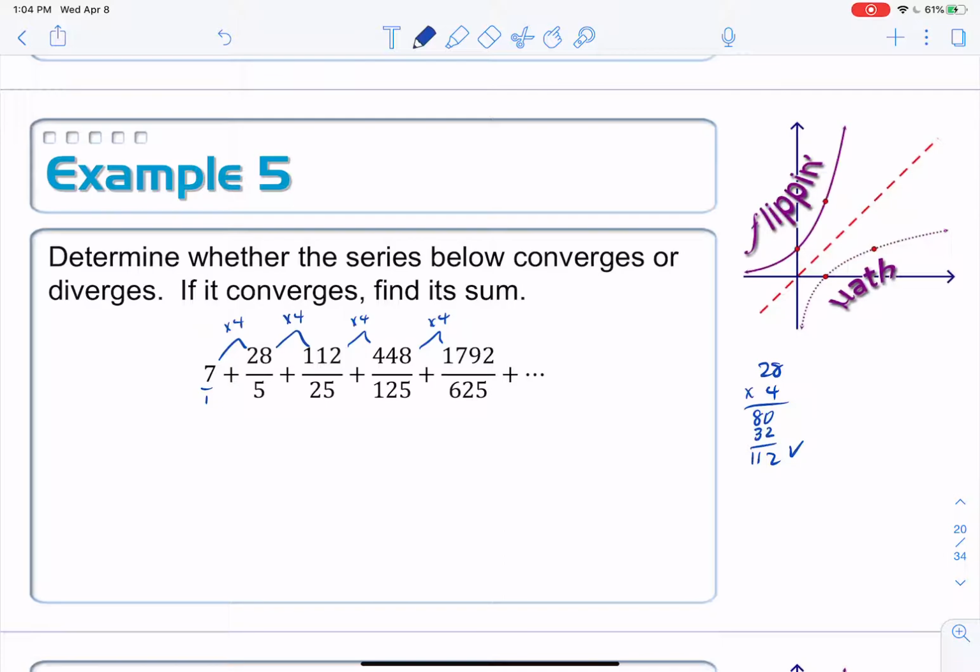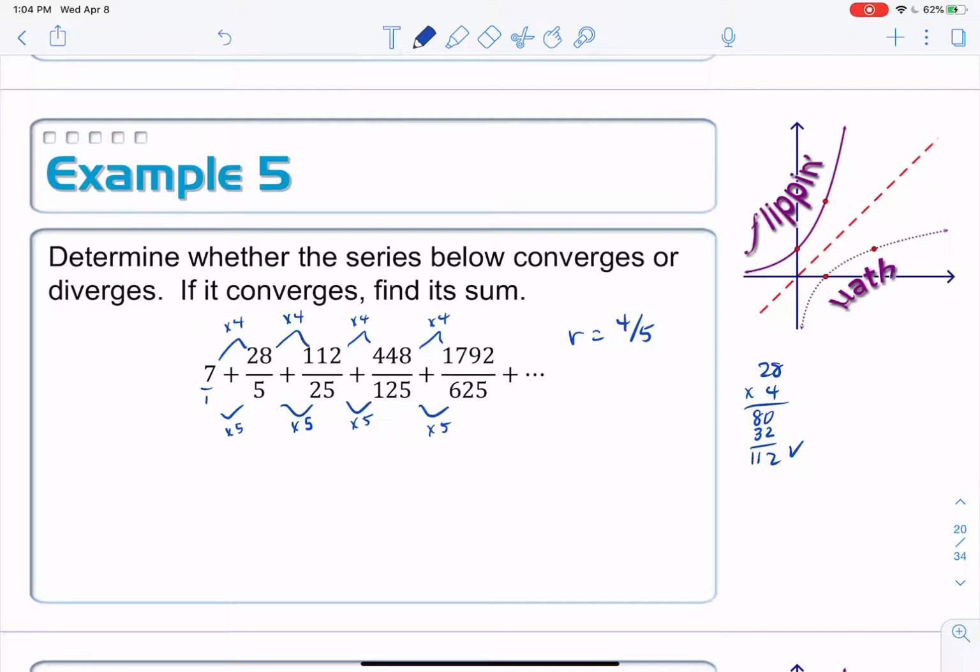Let's check the bottom. So obviously down here, 1 times 5 is going to give me a 5. 5 times 5 is going to give me a 25. 25 times 5, 125 times 5, and so on. So what's the common ratio? The common ratio is 4/5.